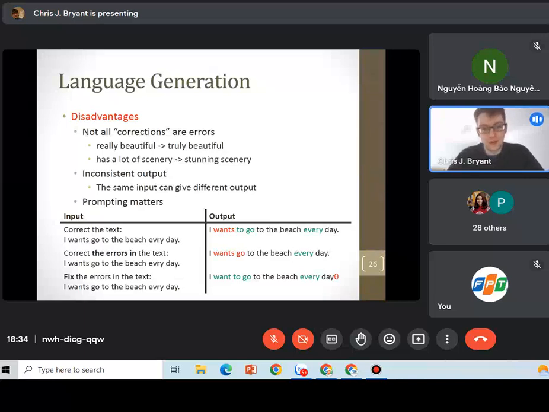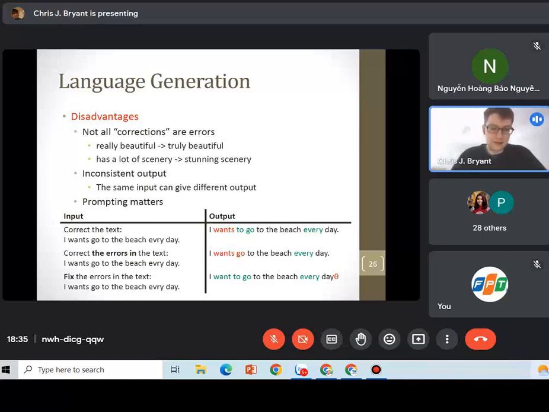So firstly, not all corrections are errors. In the previous example, the student wrote "really beautiful" and the model changed it to "truly beautiful." Well, that's not a grammatical error. That's just a change of word. So you don't necessarily want that to happen. Also, it changed the phrase "has a lot of scenery" to "stunning scenery." Now, "stunning scenery" in that context was indeed more fluent, but "has a lot of scenery" also isn't wrong. So you don't necessarily want the model to be changing as much as it does.